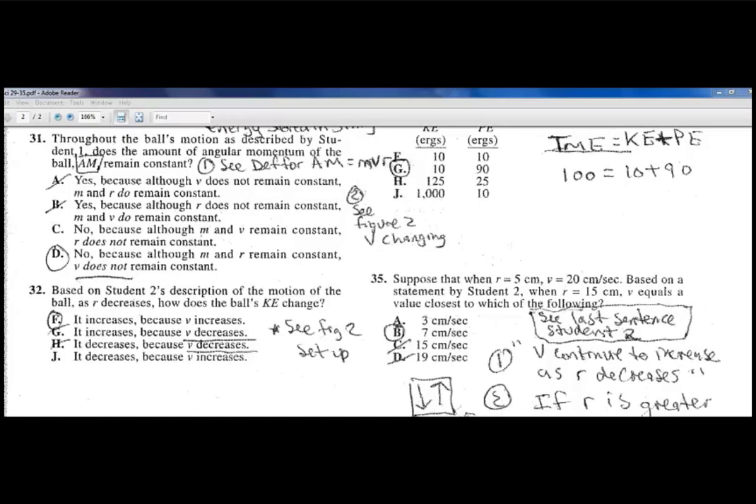Test 68C, Science, Practice Problem number 31. Number 31 states, throughout the ball's motion as described by student 1, does the amount of angular momentum of the ball, AM, remain constant? First thing that we need to do is we need to come in here and get a definition for AM, angular momentum. Then go back into student 1 and see if it remains constant.